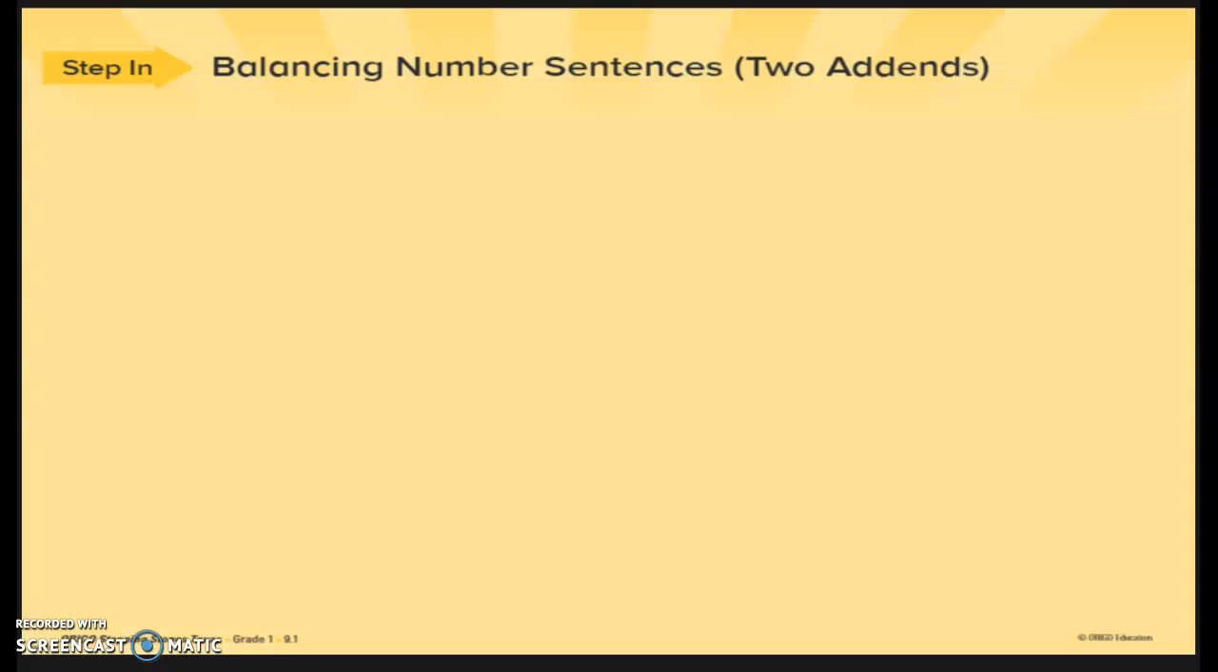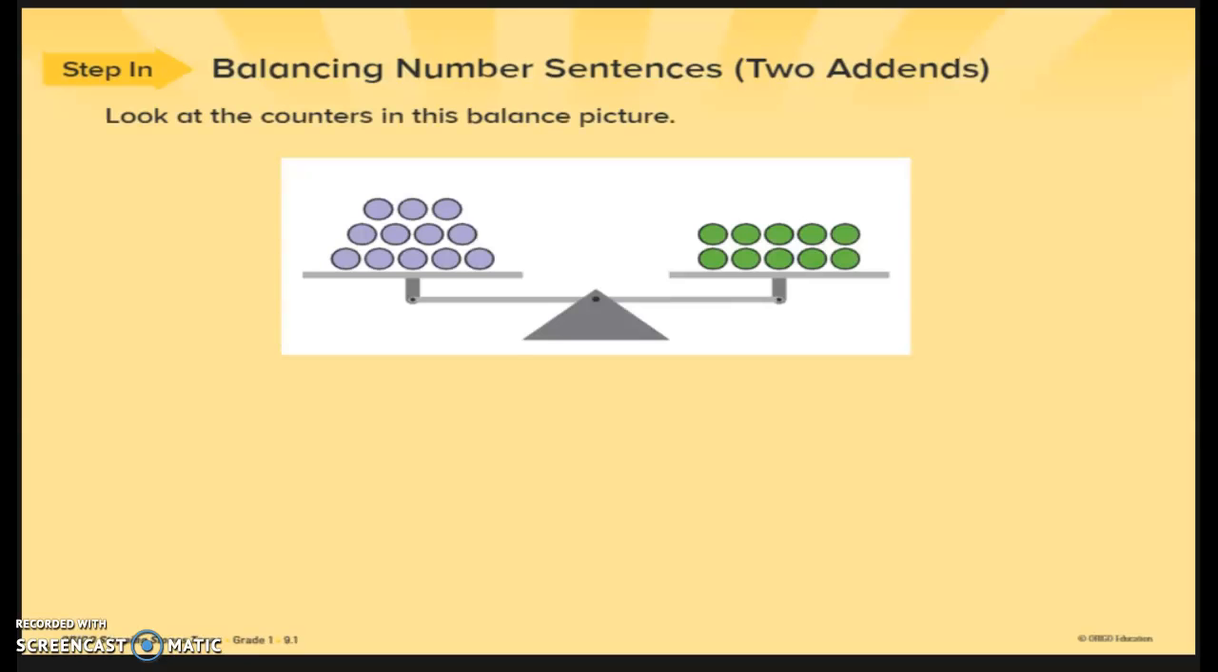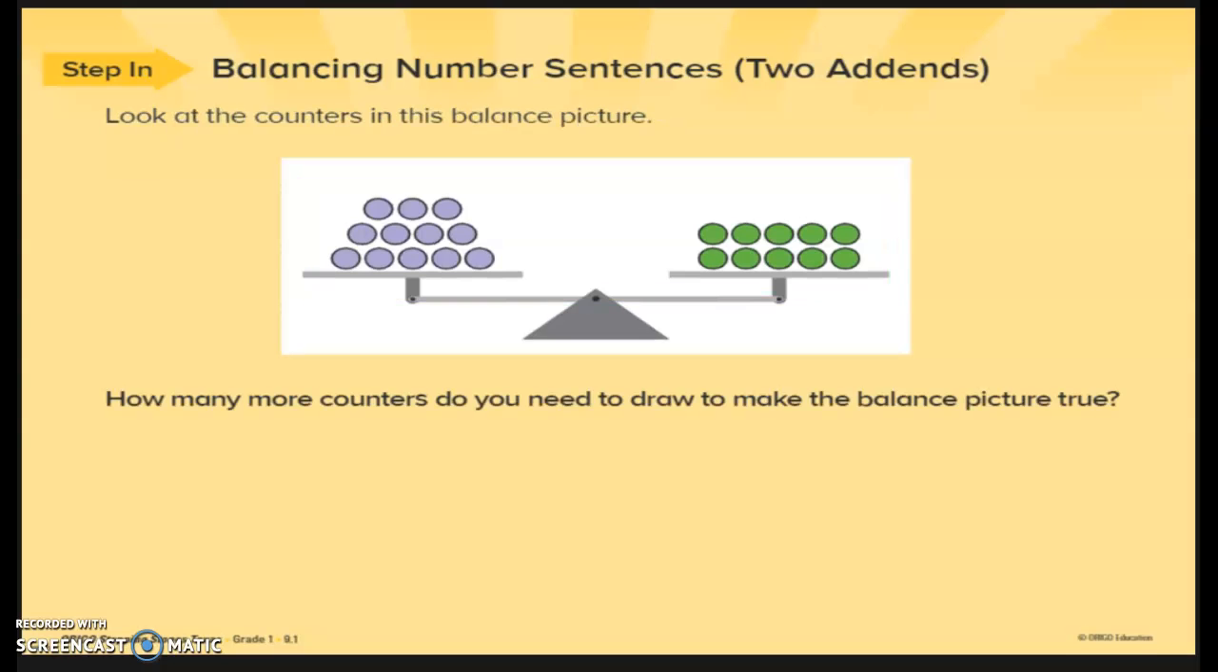Alright, so today in class we're going to be balancing number sentences with 2 add-ins. Those 2 pieces we put together. So if we're looking at this balance right here and the counters in it, what do we see about that? What do we notice? Well, we know that there are more counters in the first one, the purple, than the green ones, right? There are 12 in the purple, and then 10 in the green.